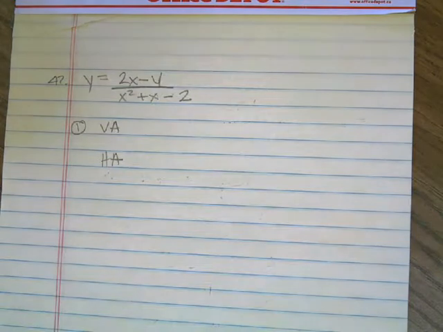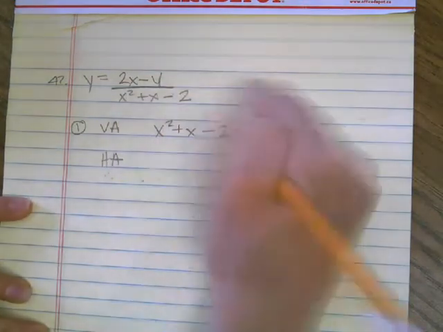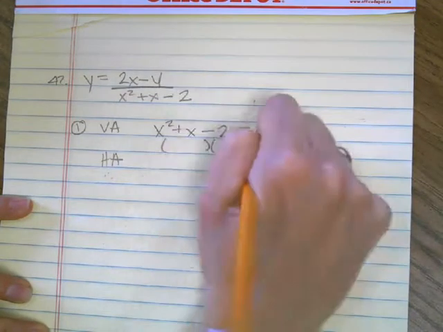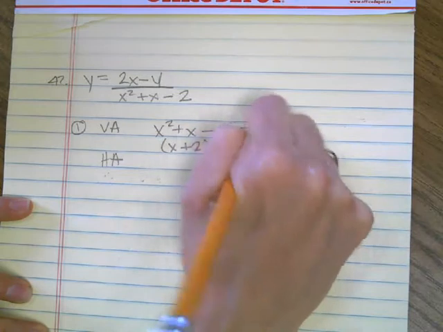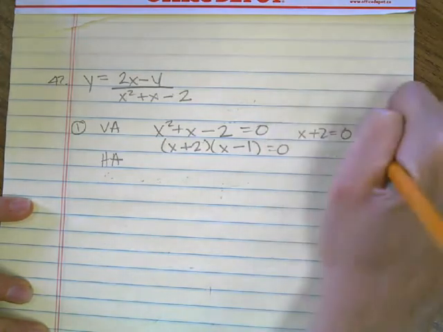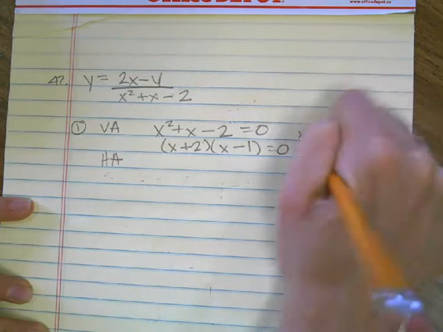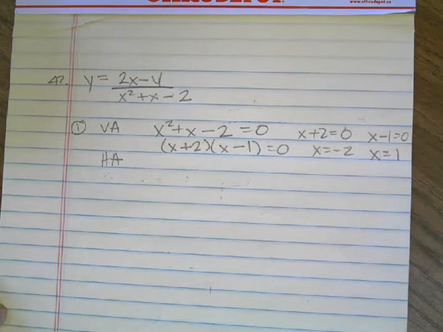To find the vertical asymptote, you set the bottom equal to 0 and you solve. This can be factored into x plus 2 and x minus 1. I set each one of these things equal to 0 and I solve. That gives me x equals negative 2 and x equals positive 1. So these are my two vertical asymptotes.